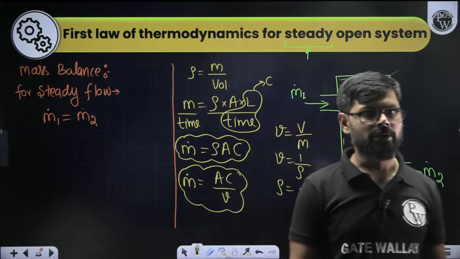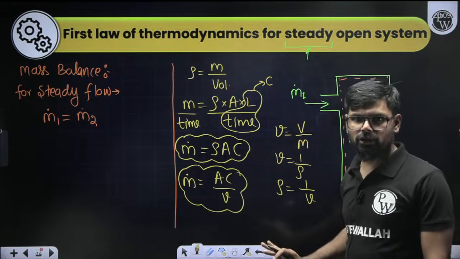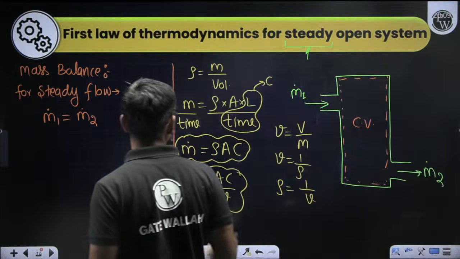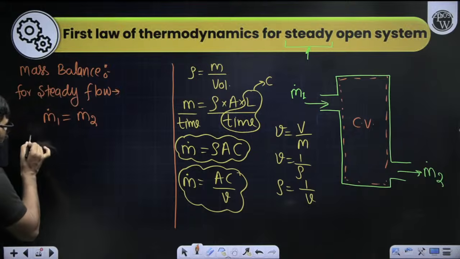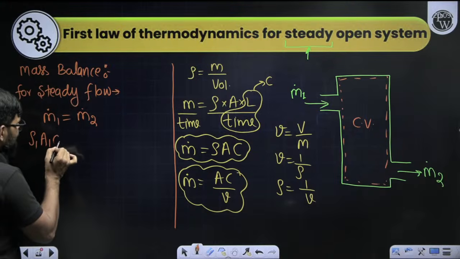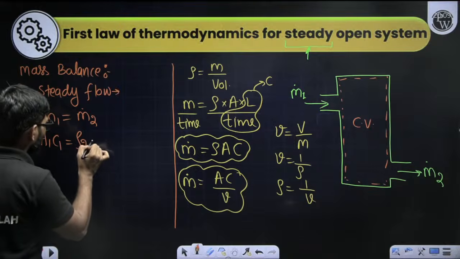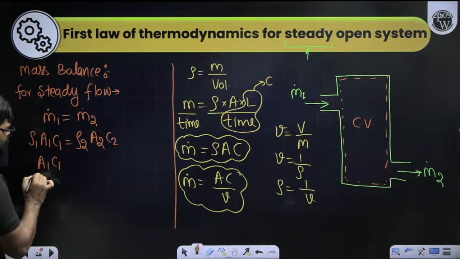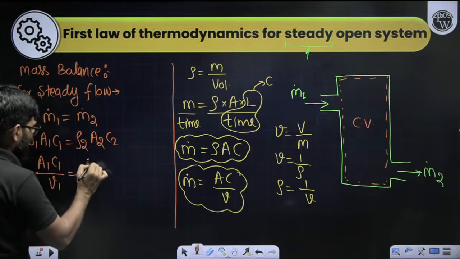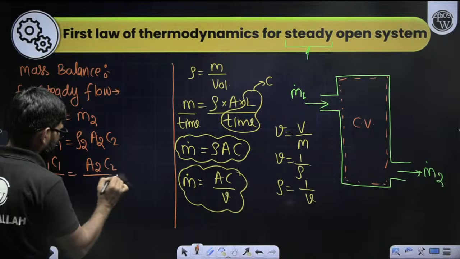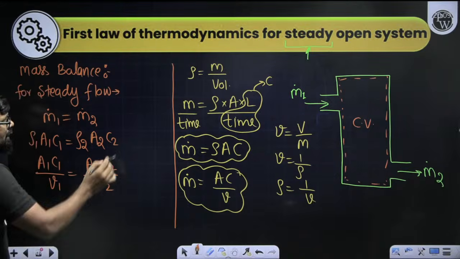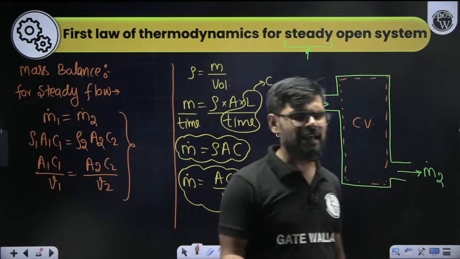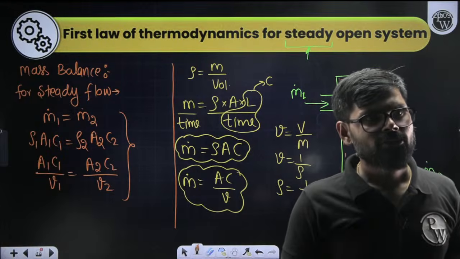For steady flow, m1 dot must be equal to m2 dot, meaning rho1 A1 c1 is exactly equal to rho2 A2 c2, or A1 c1 by v1 is equal to A2 c2 by v2. So these three are basically the mass balance equations. Anyone you can use as per your convenience, correct? There is no problem at all.